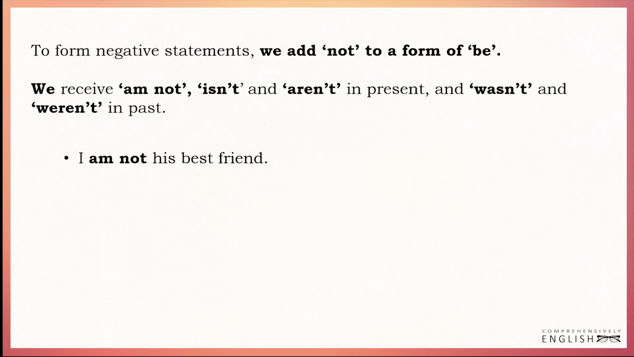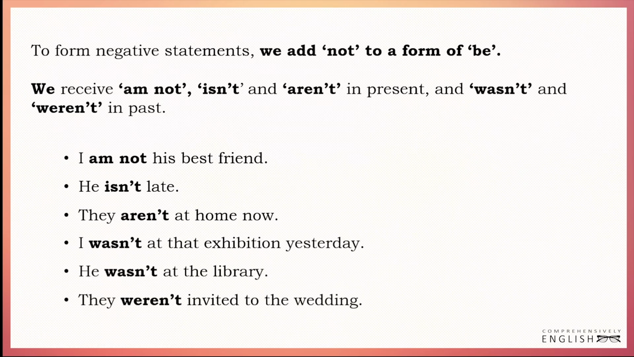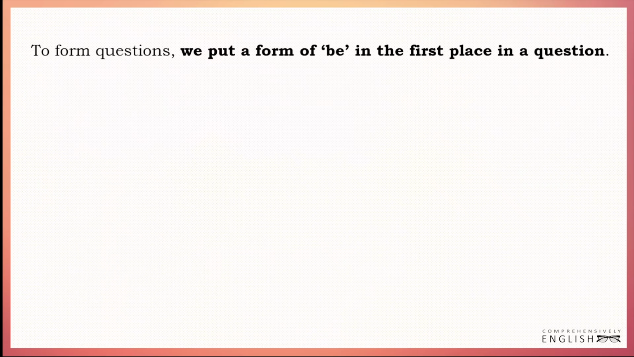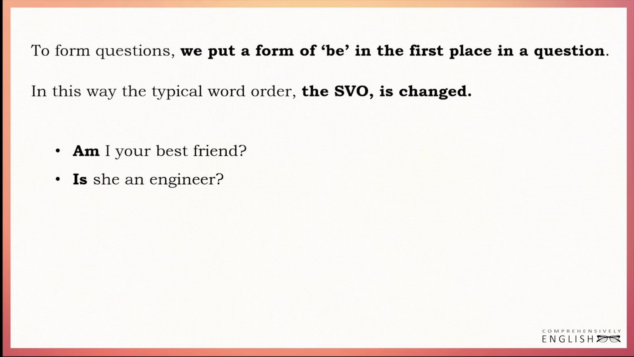I'm not his best friend. He isn't late. They aren't at home now. I wasn't at that exhibition yesterday. He wasn't at the library. They weren't invited to the wedding. To form questions, we put a form of the verb to be in the first place. And in this way, the typical word order SVO is changed. Am I your best friend? Is she an engineer? Was he at the library? Aren't they at home now?